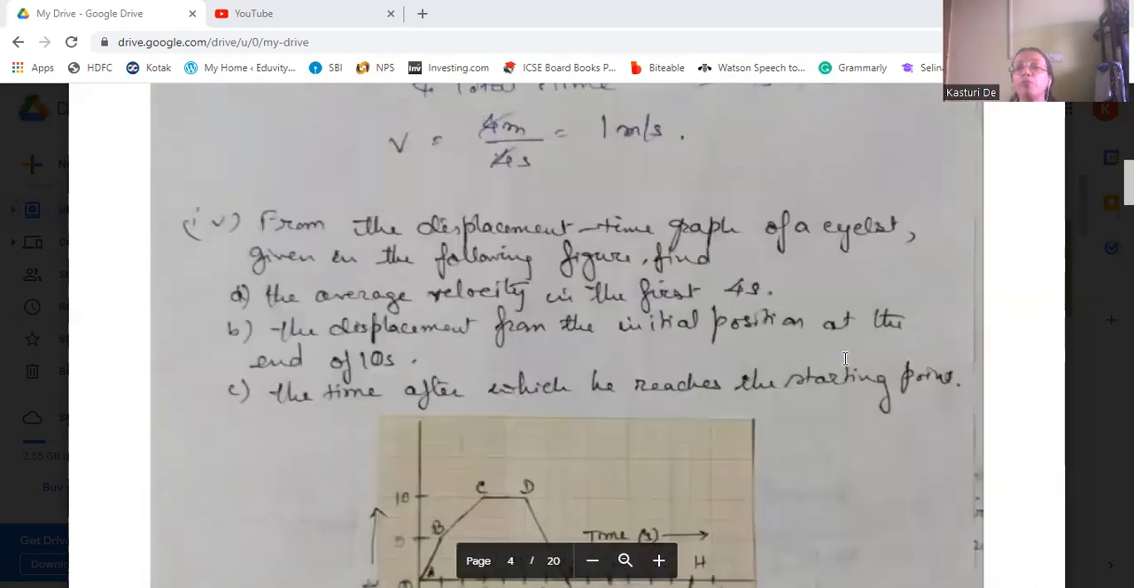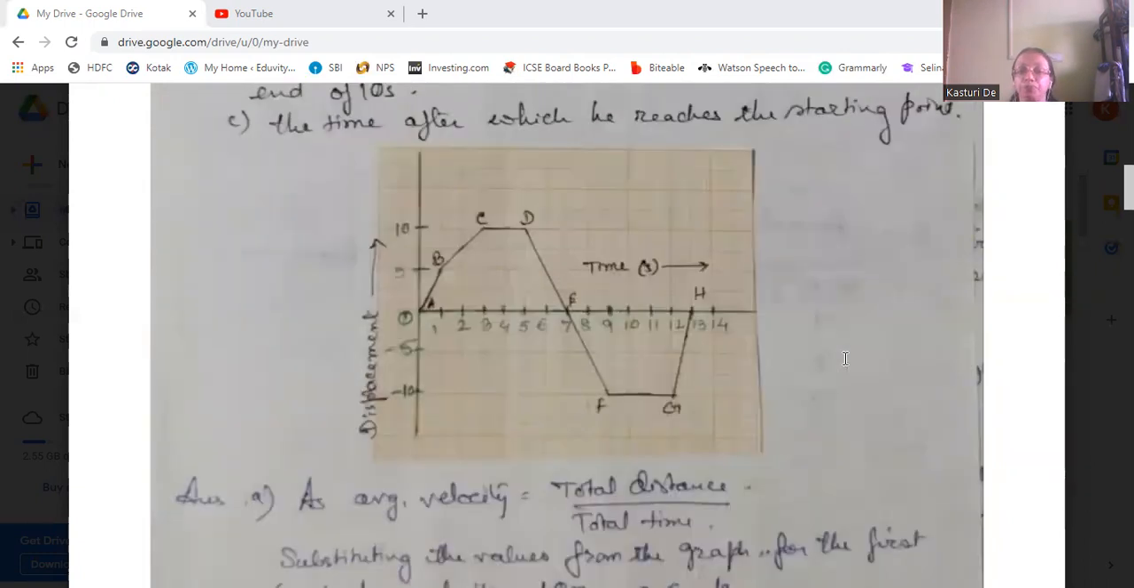Now next question: from the displacement time graph of a cyclist given in the following figure, find the average velocity in the first 4 seconds, the displacement from the initial position at the end of 10 seconds, and the time after which he reaches the starting point. So this is the figure.